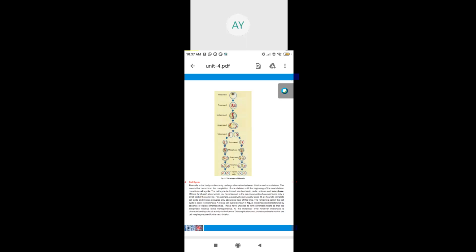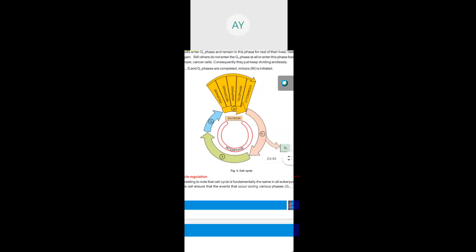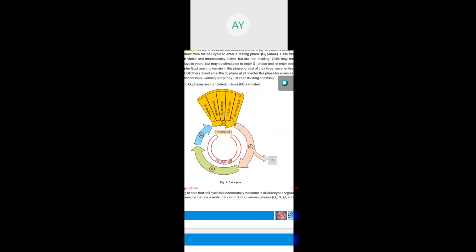Okay. Next, what is the cell cycle? Just go through the page on the cell cycle. The cyclic events of the cell, that is G1 phase, S phase, G2 phase, and M phase, constitute together and make a cell cycle.